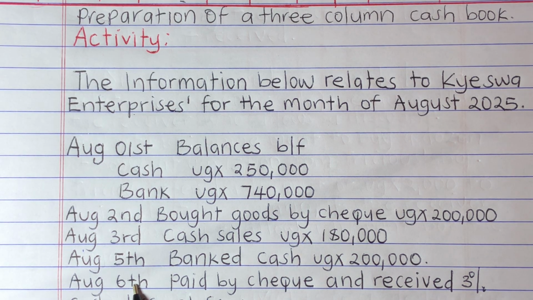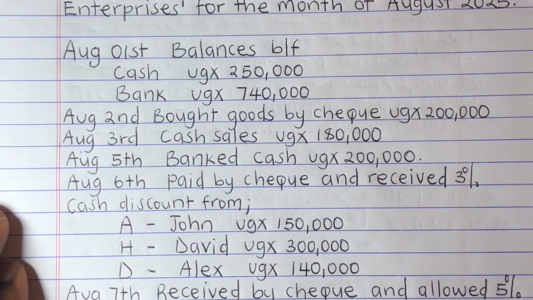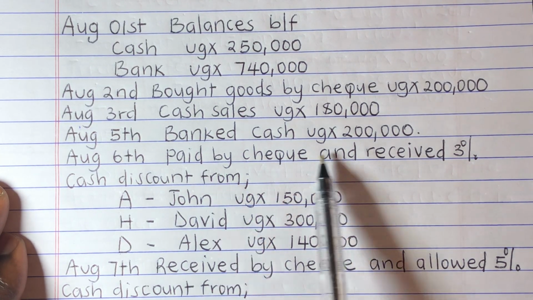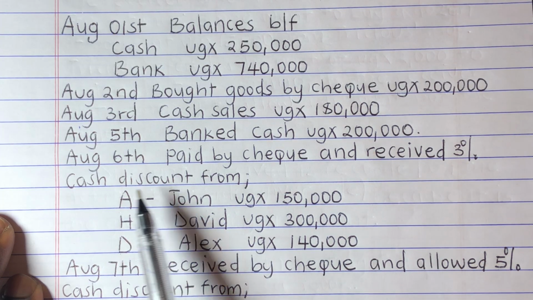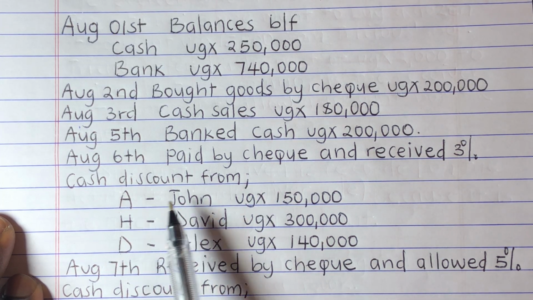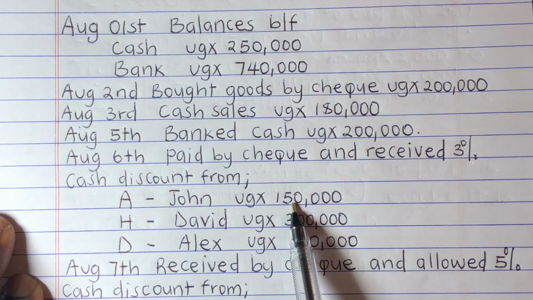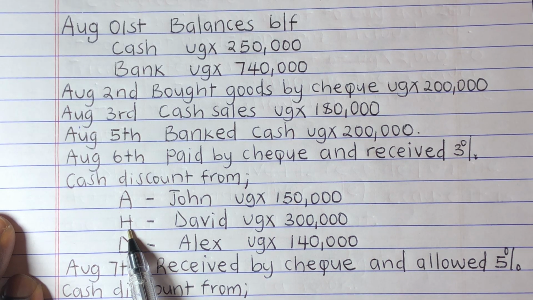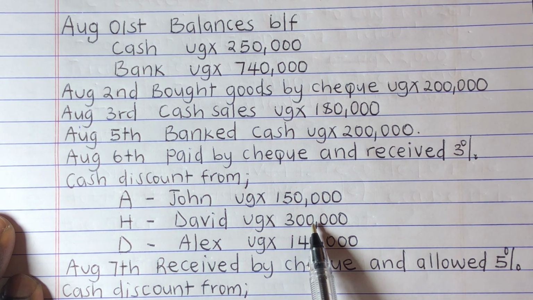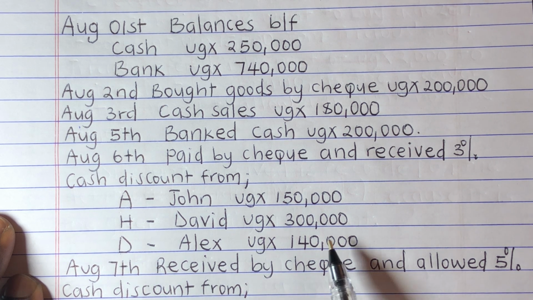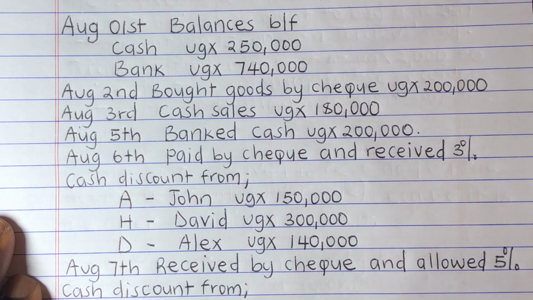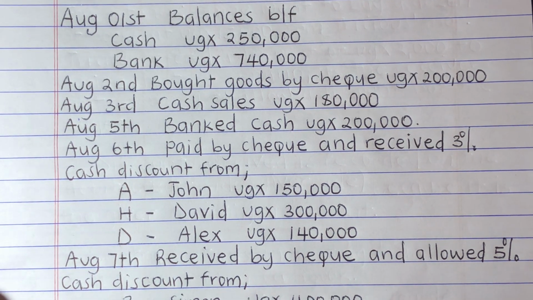Then on August 6th, paid by check and received 3% cash discount from A. June UGX 150,000, H. David UGX 300,000, D. Alex UGX 140,000.